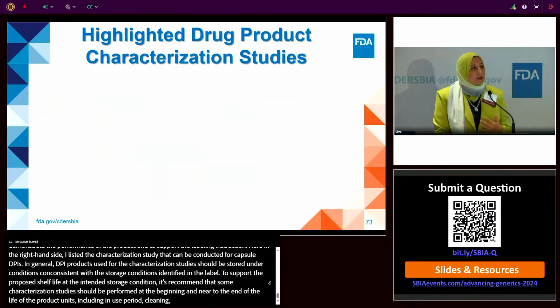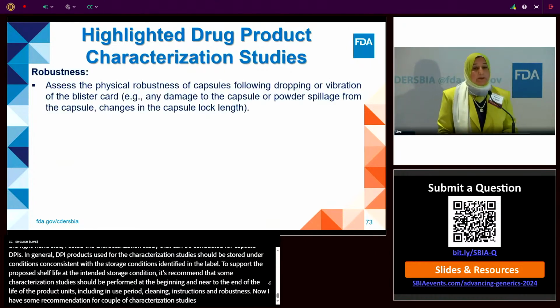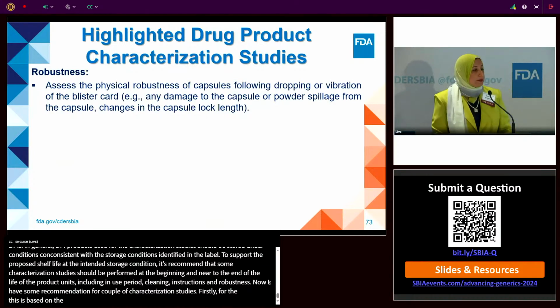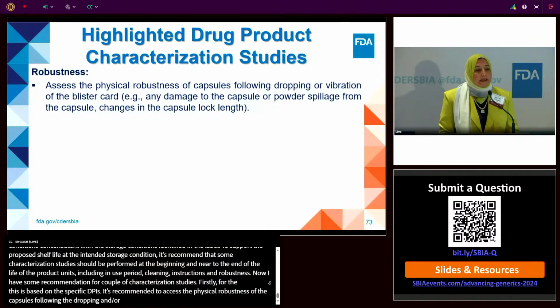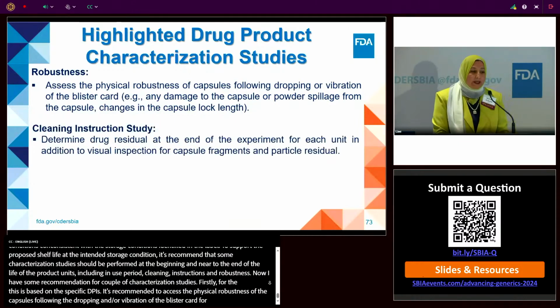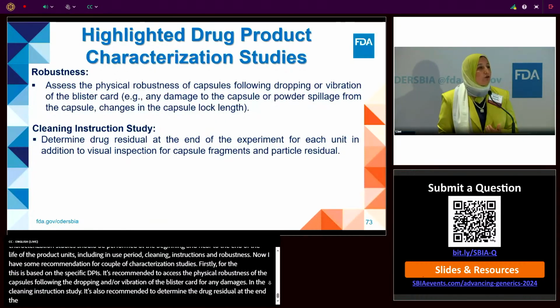Now I have some recommendations for a couple of characterization studies. Firstly, for the robustness, this is based on this specific product, capsule-based DPIs. For robustness, it's recommended to assess the physical robustness of the capsules following the dropping and/or vibration of the blister card for any damages. In the cleaning instruction study, it's also recommended to determine the drug residual at the end of the experiment for each unit, in addition to visual inspection for any capsule fragments and particle residuals.